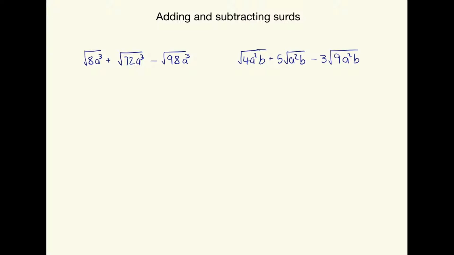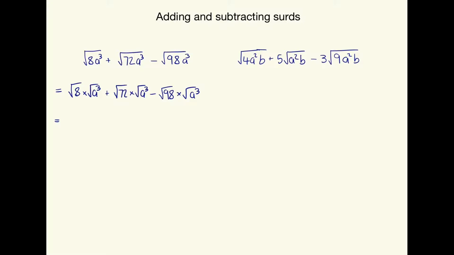All right, we're going to simplify each of these. To simplify, remember, we break up each of our individual terms in each square root. So the square root of 8 times the square root of a cubed. We'll add that to the square root of 72 times the square root of a cubed, and we'll subtract that from the square root of 98 times the square root of a cubed. All I have done so far is split up each of my terms into their own square roots. Now I can go ahead and simplify each one on its own.